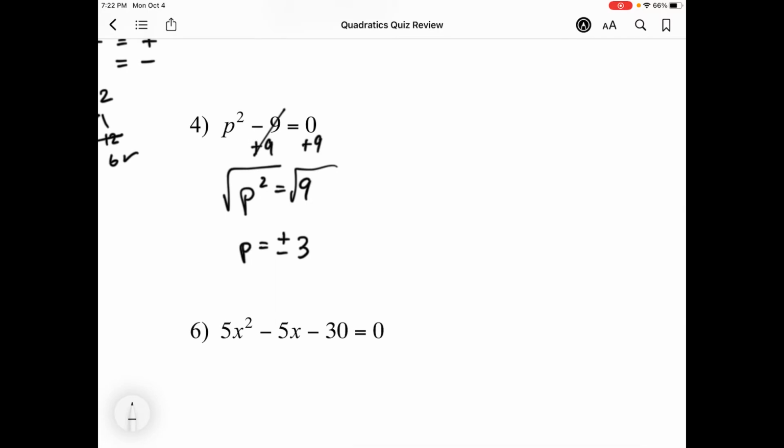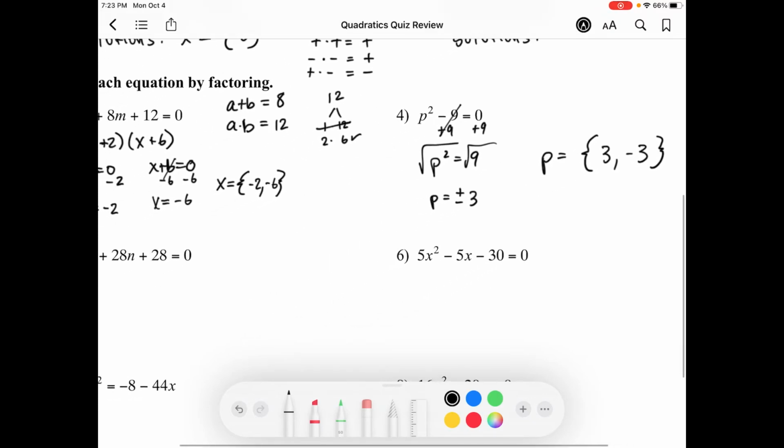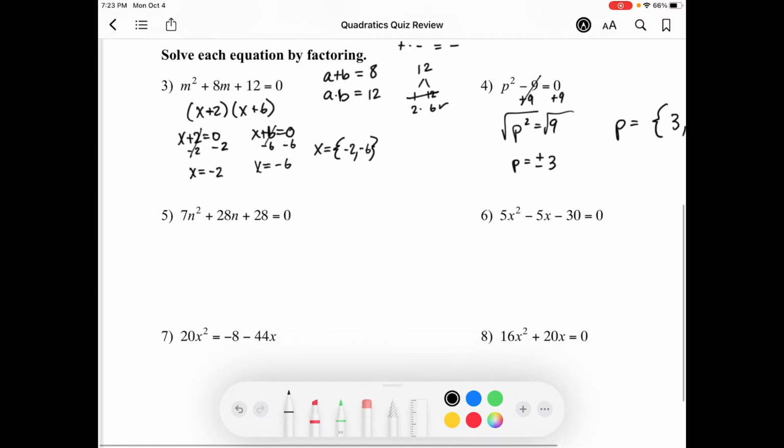So p equals positive 3 and negative 3. So p equals, and then in brackets, let me try to draw that better. P equals 3 and negative 3. And that is our answer right there. Hopefully that one was simple.